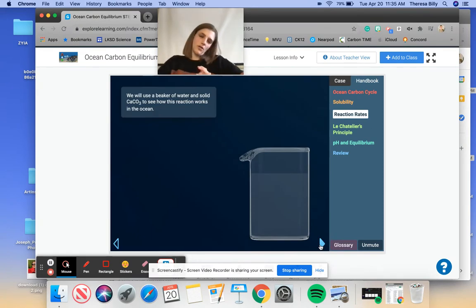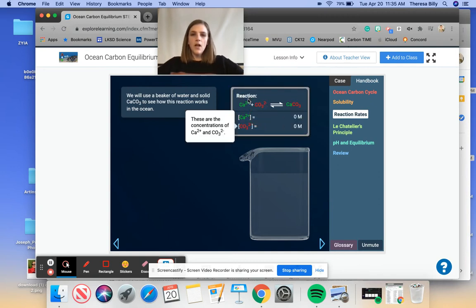This one is going to go through, I don't want to say it, it quantifies these ideas, which means we're going to add numbers to things. So it says we're going to use a beaker of water. That's shown here, and we're going to use some solid calcium carbonate to see how this reaction would work in the ocean. First of all, here's our reaction written as a full equation.